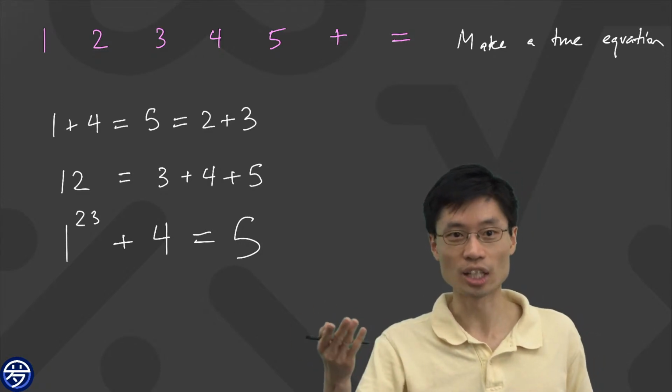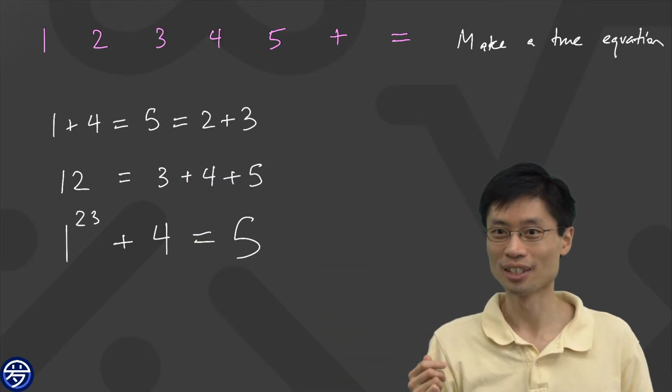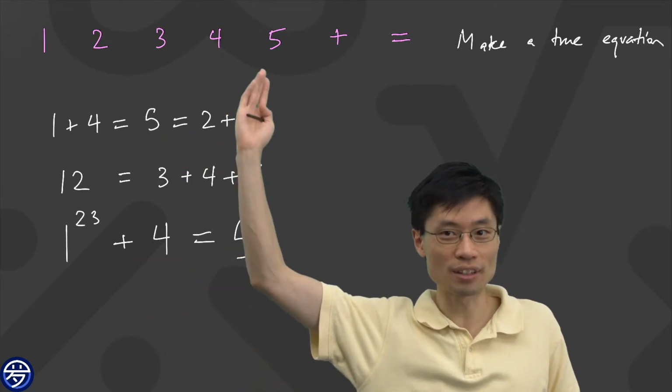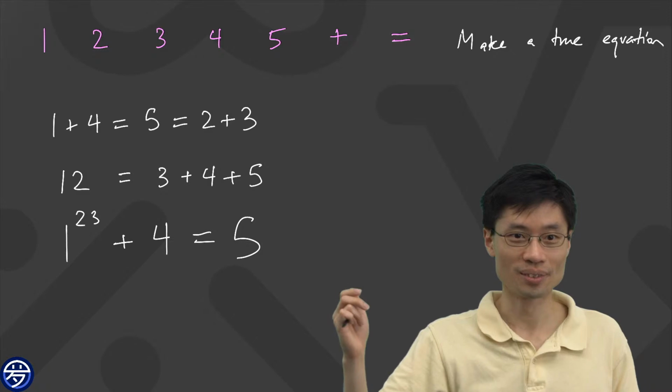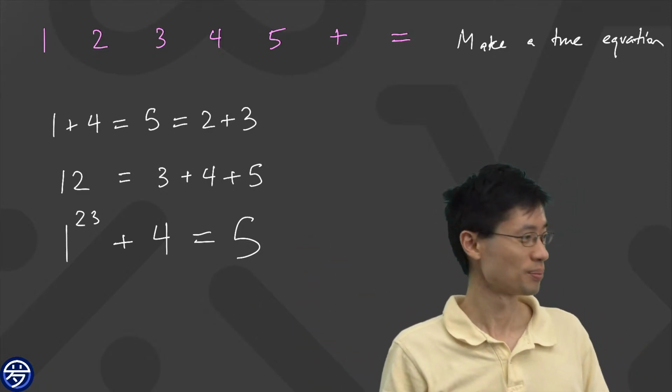Oh yes, and I see there's lots of things you can do. You could have done 1 to the 2 to the 3 plus 4 equals 5. Or you could have done 1 to the 4 to the 5 plus 2 equals 3. Lots of answers now. Let's go and see another question.